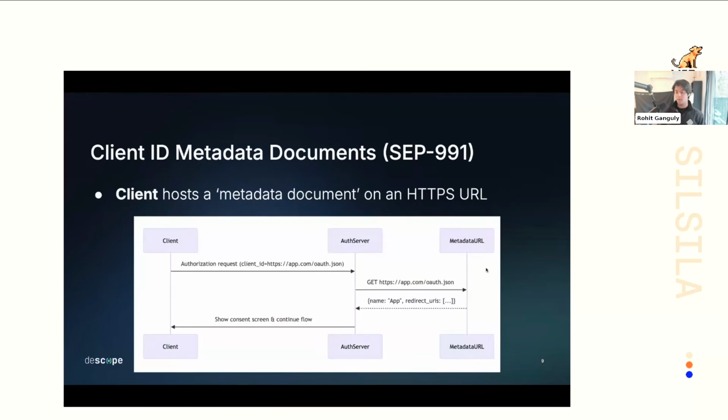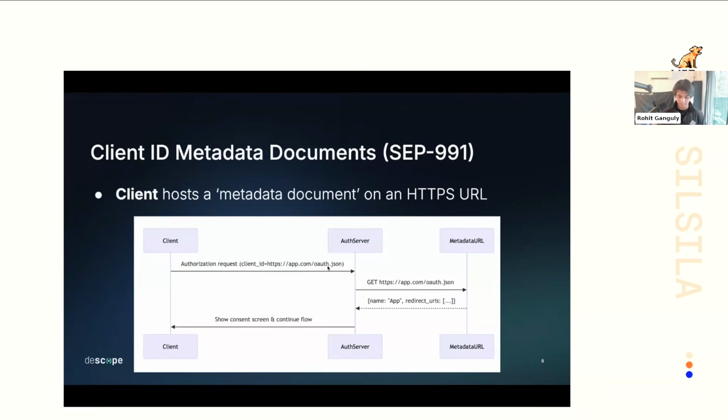So that brings in the next proposal, which is kind of the next state of MCP auth. And this is client ID metadata documents. This is the specification enhancement proposal 991, if you want to go look that up on the MCP repo. Essentially, the client is now responsible for hosting a metadata document on an HTTPS URL. And the idea is that since it's an HTTPS URL, there's some added level of security to this metadata document that's being hosted.